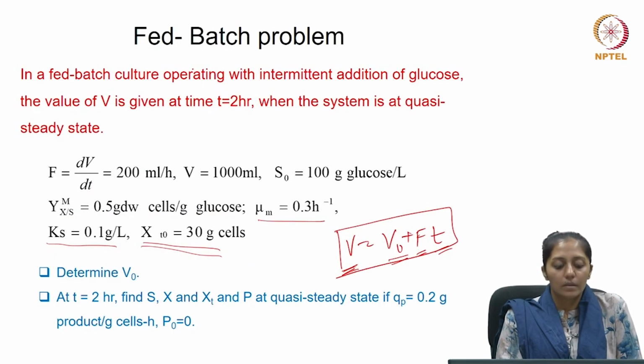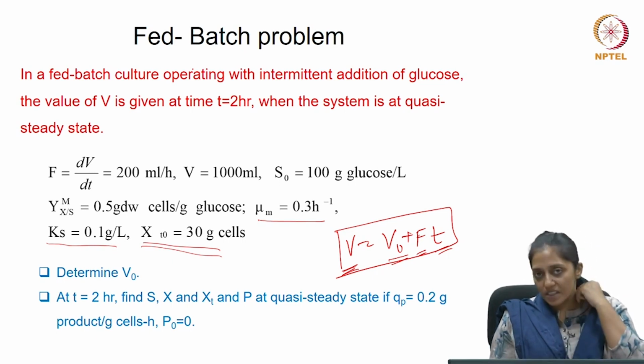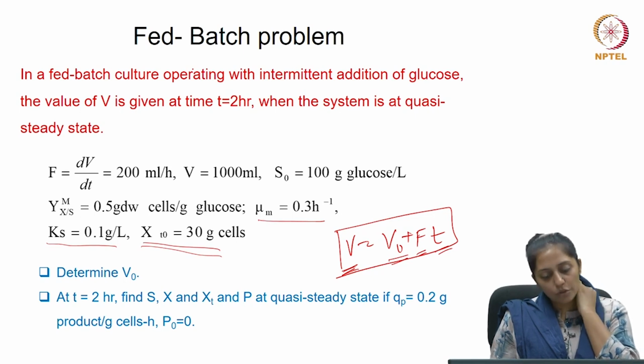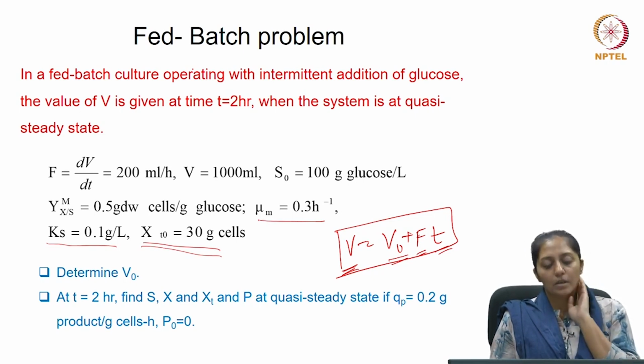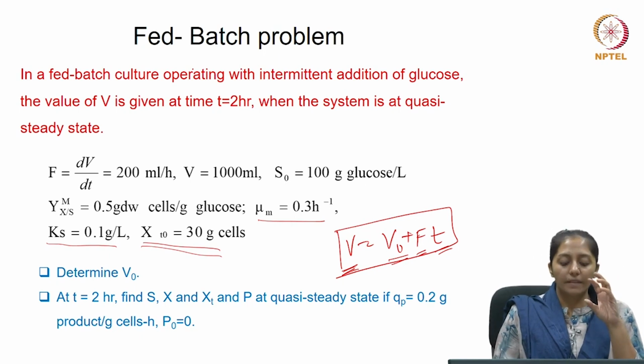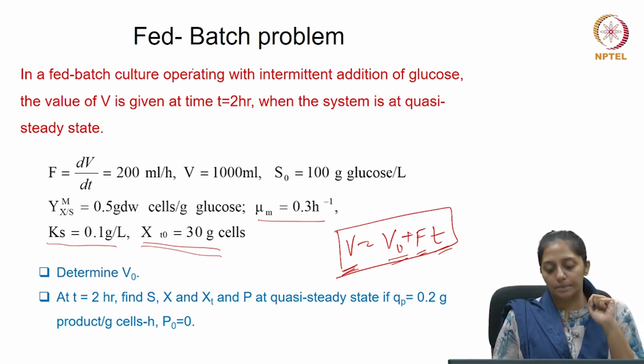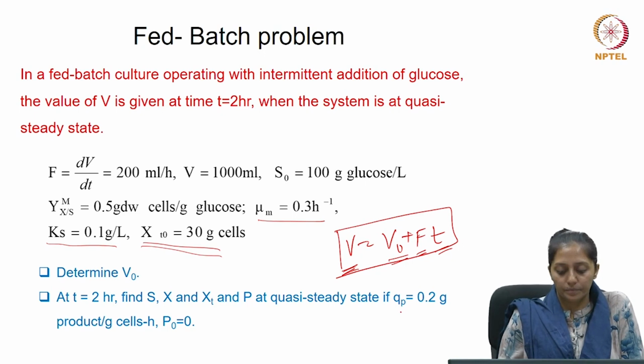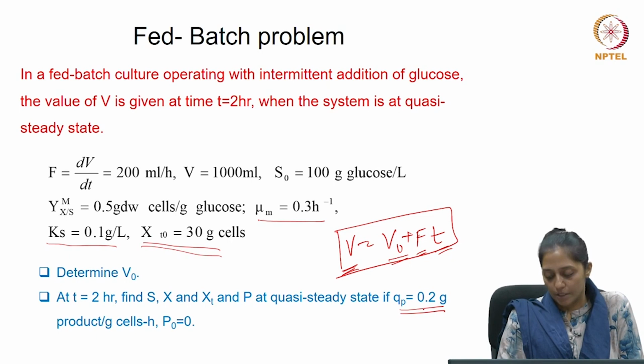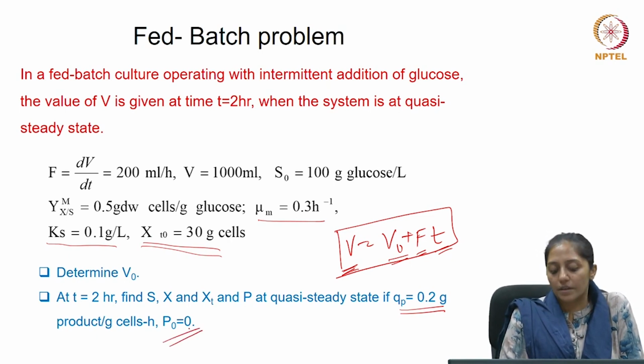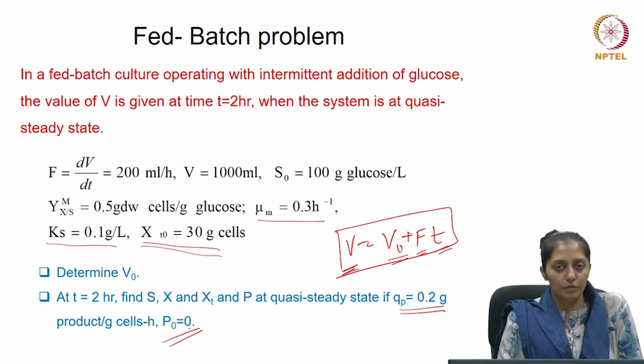Now let's see the second part. They are asking at 2 hours of the quasi steady state, we also need to determine the biomass concentration, the substrate concentration and the amount of biomass at that time. The product also is to be determined given the value of specific product formation rate and the initial product concentration at t equals 0, which means at the start of the quasi steady state, was 0.